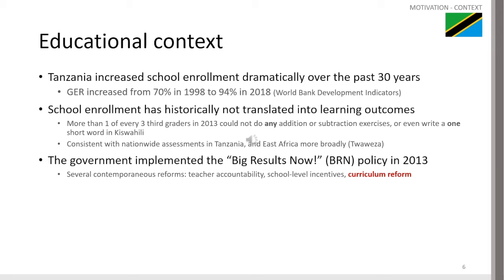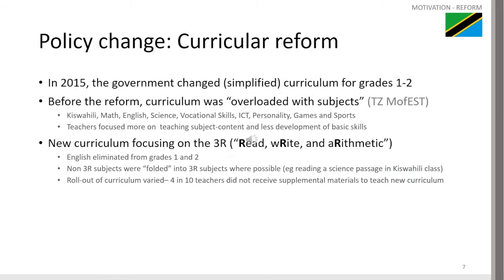So in 2013, the government started implementing Big Results Now in education. And these were several contemporaneous reforms that included teacher accountability, some school level incentives, and a curricular reform. What are some of the details of this curriculum reform?